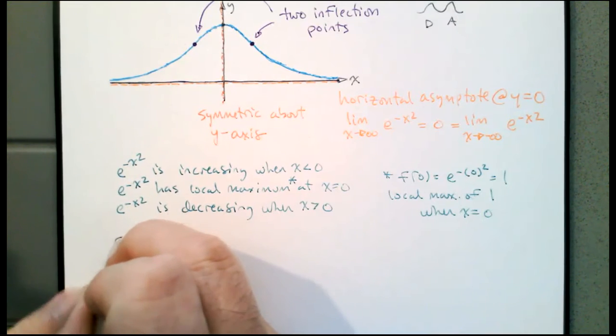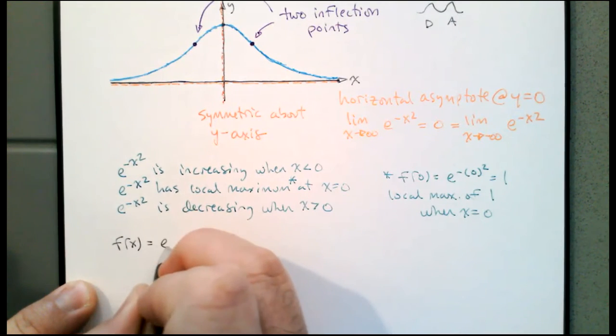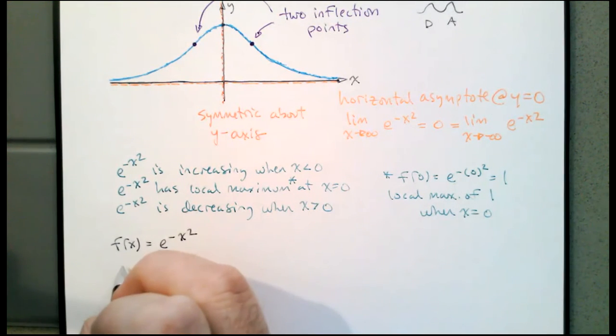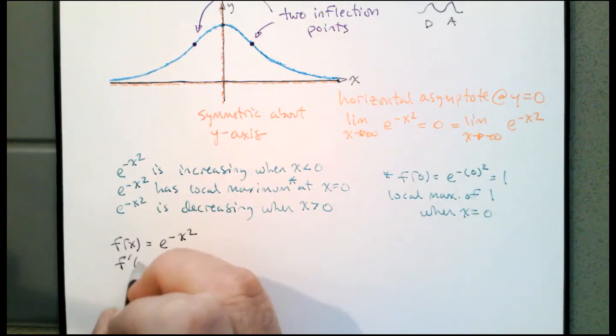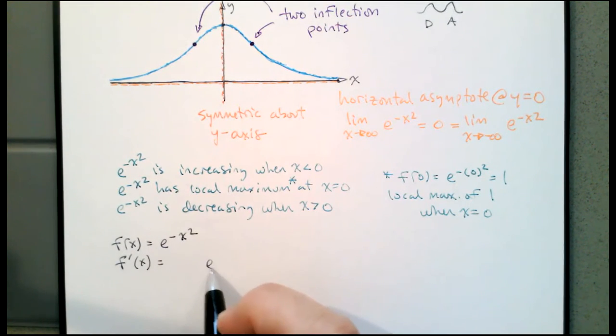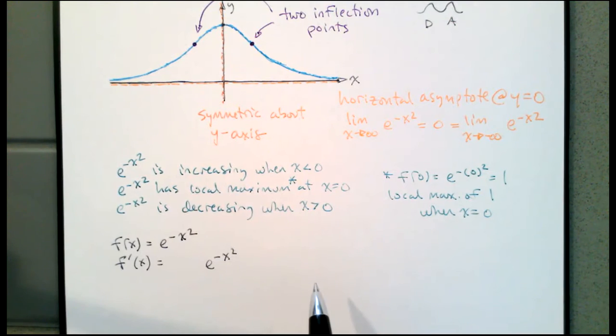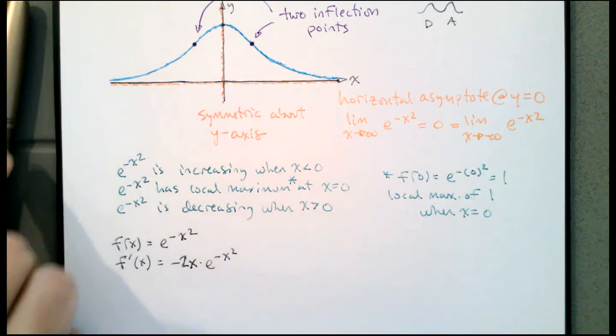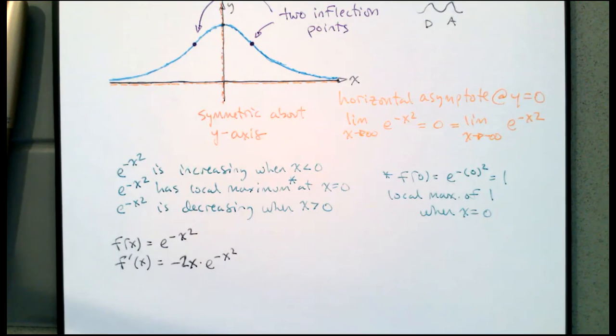So if f of x is equal to e to the negative x squared, let's find f prime of x. The derivative of e to the negative x squared is e to the negative x squared, and we have to multiply by the derivative of the inside because of the chain rule. So the derivative of minus x squared is minus 2x. I'm going to write the minus 2x first because otherwise I'd have to use parentheses and I'm in danger of making it look like two terms when it is in fact two factors.